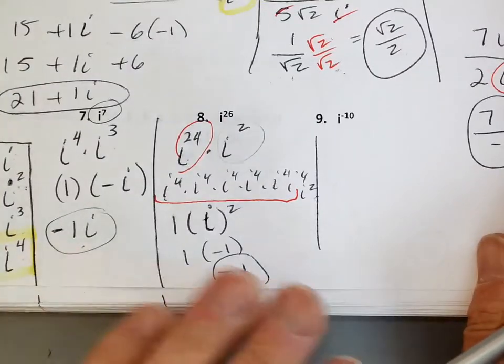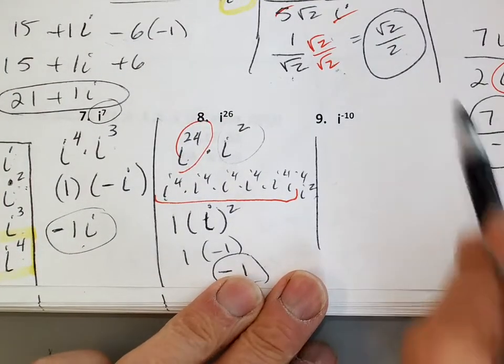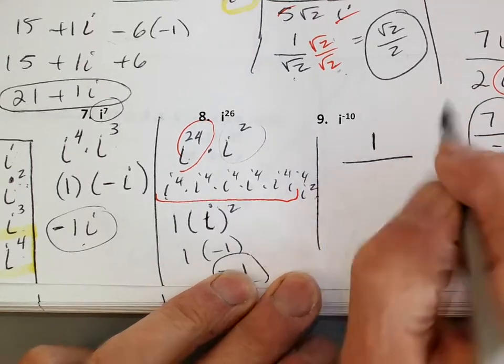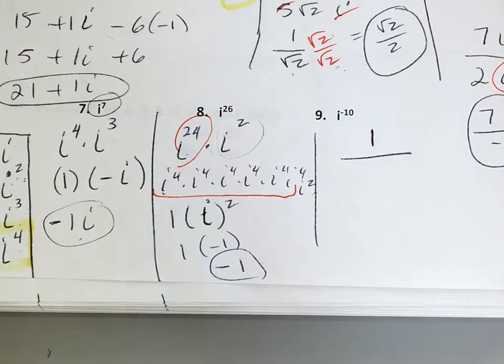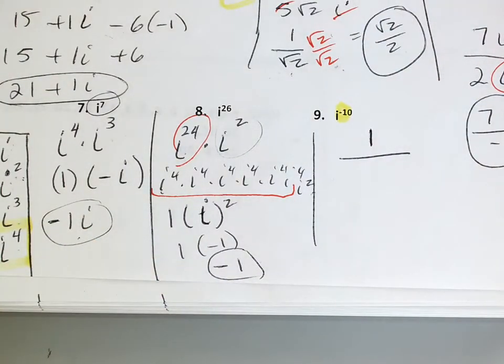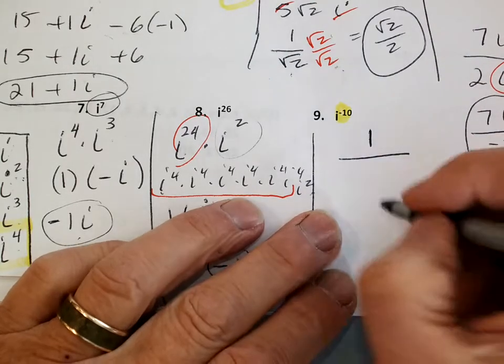Okay. i to the negative 10. Oh, we got a negative exponent. Remember that's 1 over? You guys remember that? Hopefully, maybe. I know last year was a blur, but anything with a negative exponent should be made into a fraction. So it's 1 over i to the 10th.